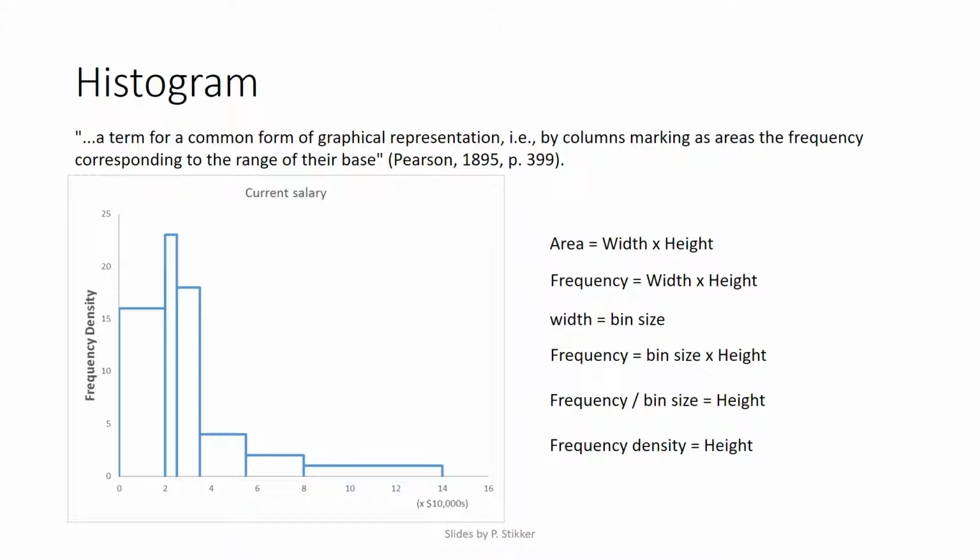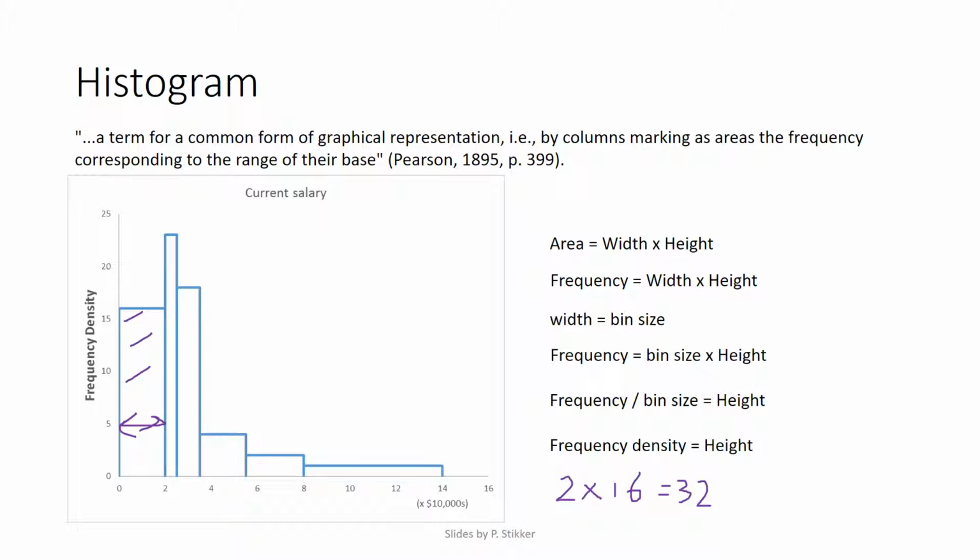So if I wanted to know how many people are actually earning between 0 and 20,000, I'll calculate the area of this bin up here, which has a width of 2, so the bin size is 2. So let's write that down, 2. And the height is actually roughly 16, so times 16. So there were roughly 32 people who actually earned between 0 and $20,000 a year, per month, I don't really know.